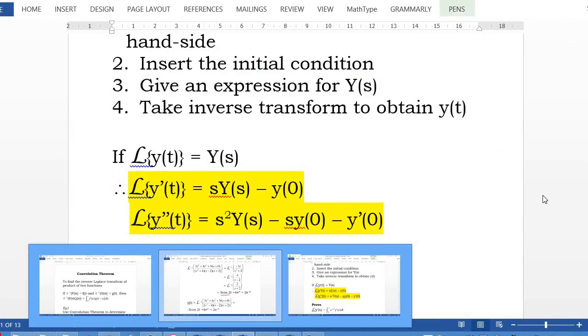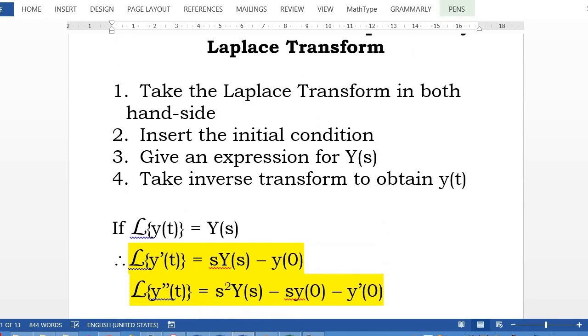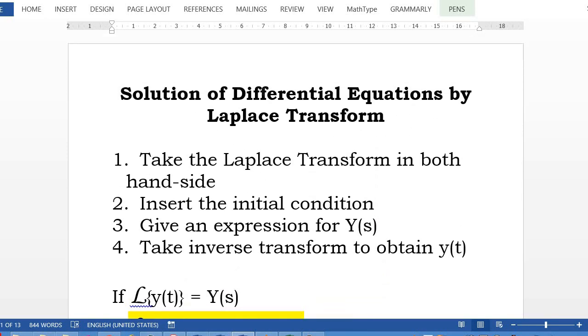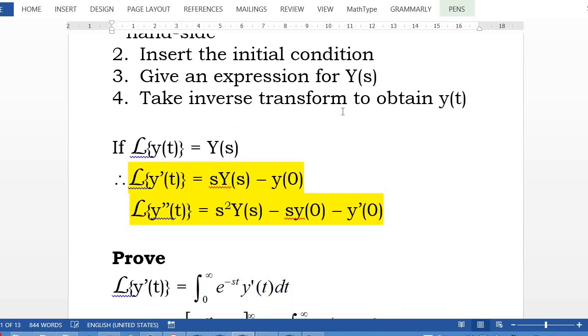So in conclusion, to solve your first order or second order differential equation by Laplace transform: first step, take the Laplace transform of the left-hand side. Second, plug in the initial conditions. Third, solve for Y(s). Lastly, take the inverse Laplace transform to obtain y(t), where the Laplace transform of y(t) is Y(s). The Laplace transform of y prime t is s Y(s) minus y(0). The Laplace transform of the second derivative is s squared Y(s) minus s y(0) minus y prime 0. Okay, with this, thank you for your attention and for watching this video.